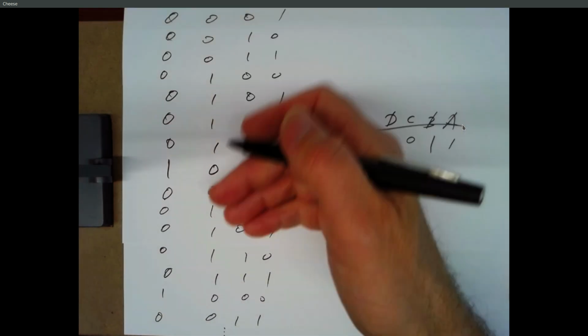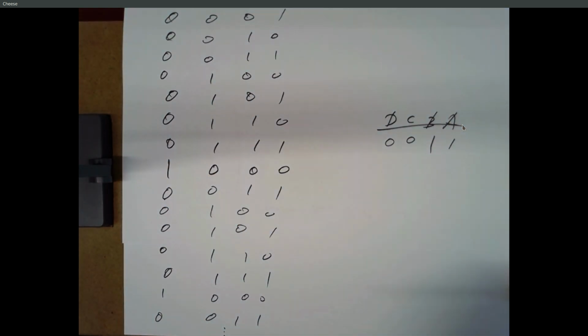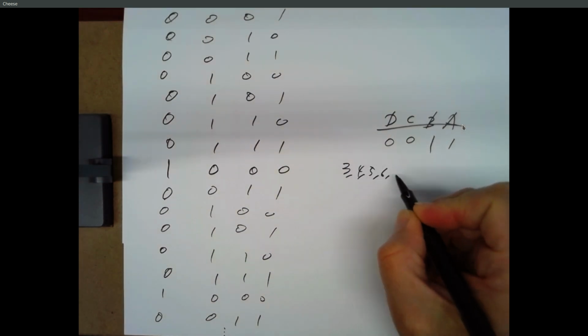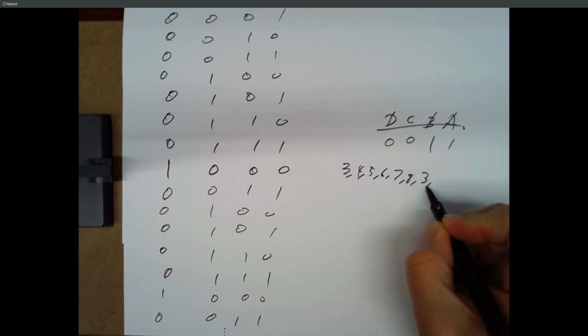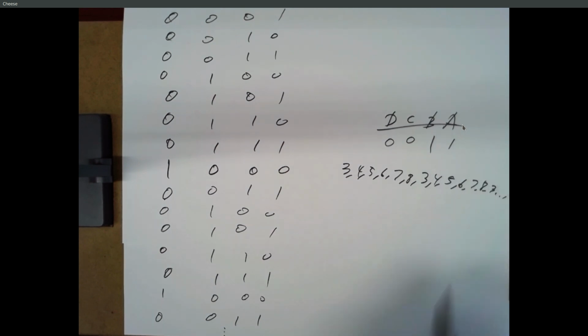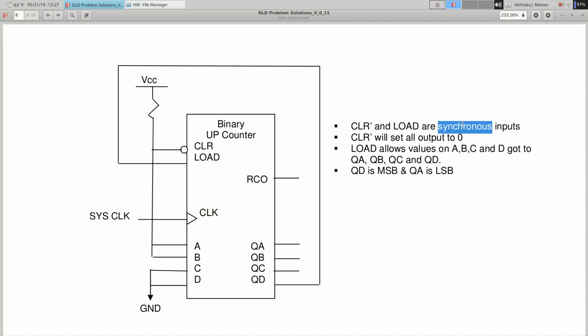So if we look at these values as integers, what is this thing doing as it counts? It's really going 3, 4, 5, 6, 7, 8, 3, 4, 5, 6, 7, 8, and so on. So it's a weird kind of counter, right? It starts at 3 and it rolls over after it gets to 8. But that's potentially useful, right?